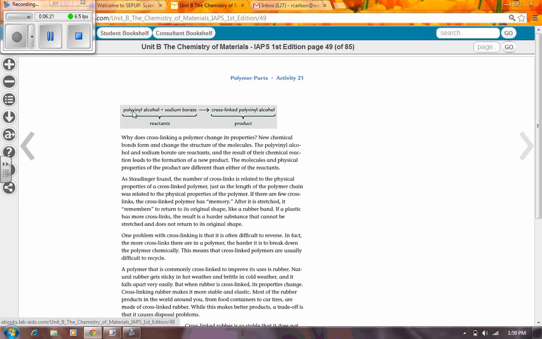Okay, so we have polyvinyl alcohol plus the sodium borate, which are the reactants, and cross-linked polyvinyl alcohol ended up being the product. Why does cross-linking a polymer change its properties? New chemical bonds form and change the structure of molecules. The polyvinyl alcohol and sodium borate are reactants, and the result of their chemical reaction is the formation of a new product. The molecules and the physical properties of the product are different from either of the reactants.